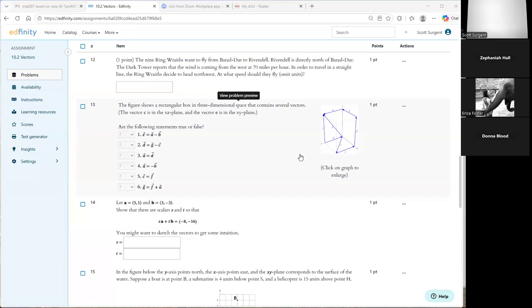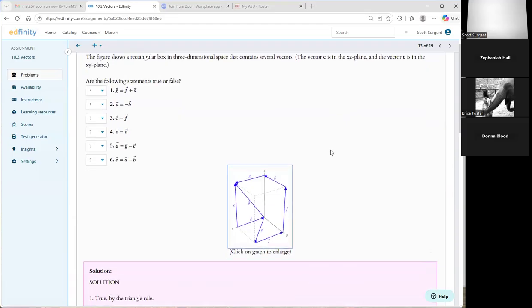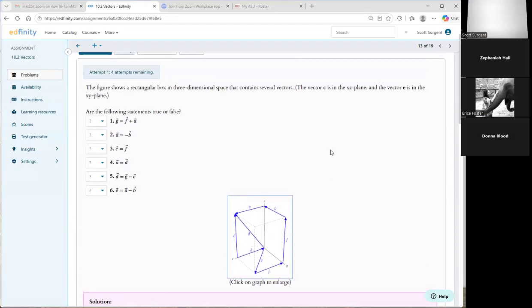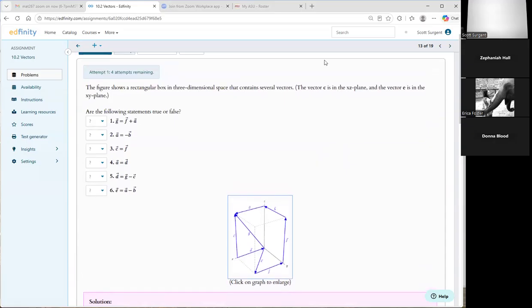All right. I'm going to click on the thing to enlarge it. You can't see that, can you? Let me look at the Zoom. Can you see this screen right now? I can see the screen of Edfinity. Okay, but you see the box here toward the bottom, and you see the questions to the left. Okay. All right, good.